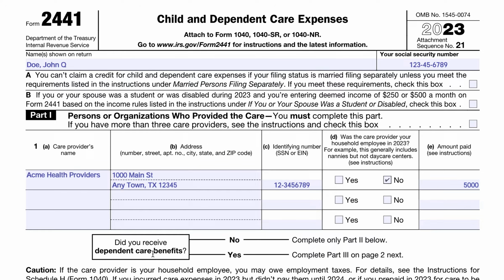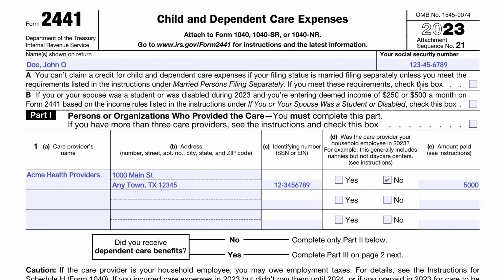So before we get into part 1, let's take a look at some of this information at the top of the form. If you're using tax software, your tax software should automatically carry down the taxpayer name and social security number. But then there are these questions marked A and B. In box A, there are certain criteria for married persons filing separately. Generally, if you don't meet these criteria, then you can't claim the credit. But if you meet those requirements and you're filing separately, you can check this box.